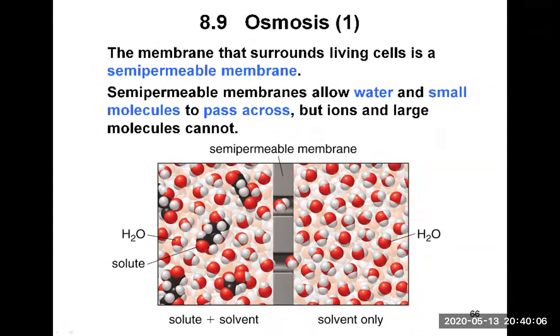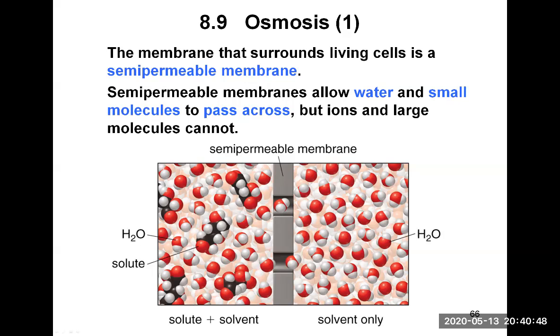So this video will go over section 8.9, which is on osmosis. The membranes that surround living cells are semi-permeable membranes. What it means to be a semi-permeable membrane is that it allows some particles to go through and not others. The semi-permeable membranes of living cells allow water and small neutral molecules to pass across, but ions and large molecules cannot go through the pores of the semi-permeable membrane.